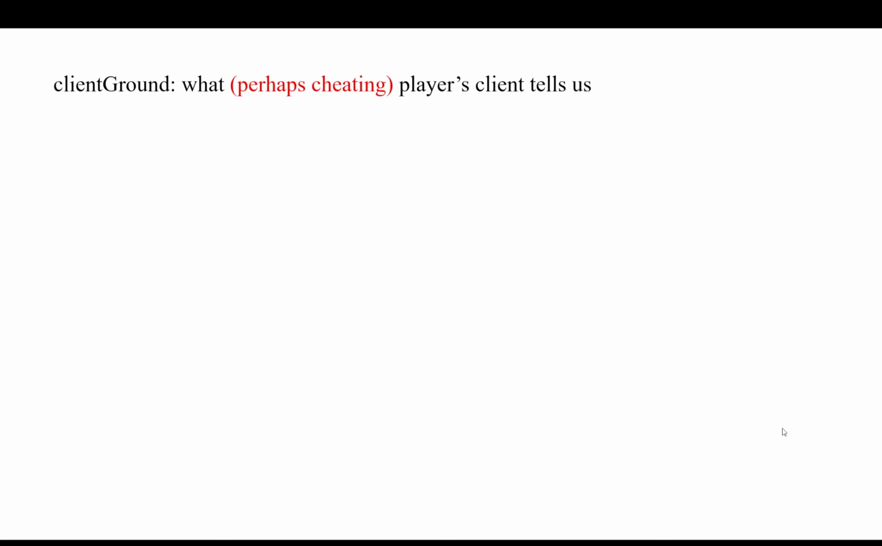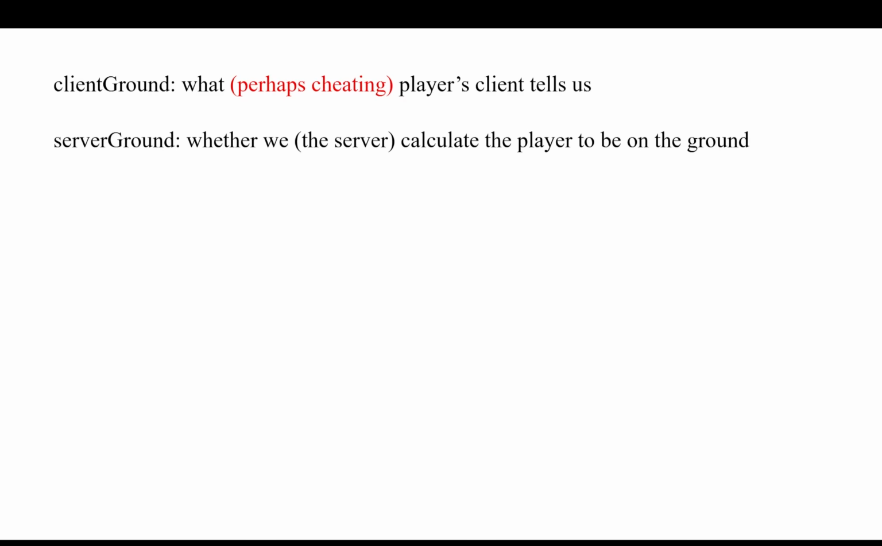Last video, we detected NoFall by comparing the client ground and server ground states. The client ground is what the player's client tells us, while the server ground is whether we, as the server, calculate the player to be on the ground based on the player's Y position. So the client ground can be a lie because the player could be cheating, but the server ground, which we calculate, is the actual truth.